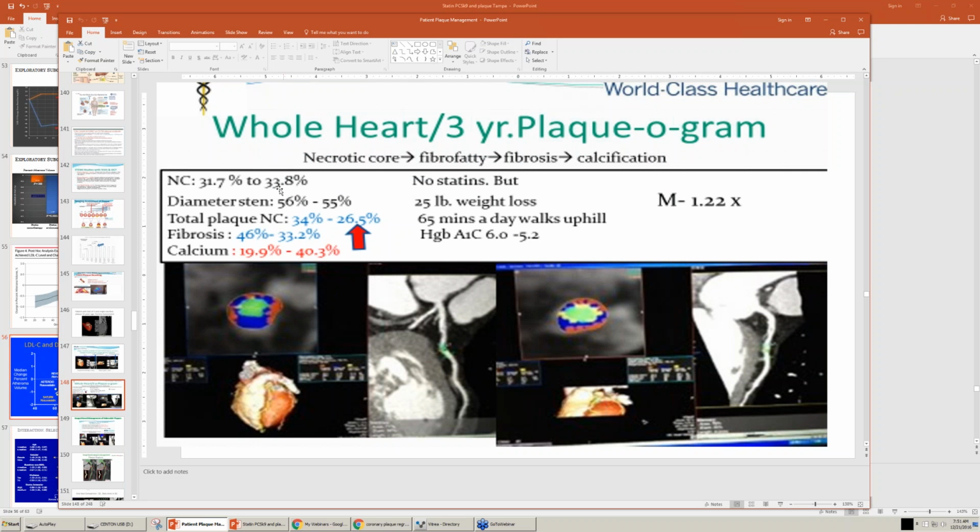Here's someone who is in their 50s and who has, the first plaque was 56% diameter stenosis. Okay, the total plaque necrotic core was 34%. The fibrosis was 46%. Calcification was about 20%. Okay, that's at baseline, and here's the picture. This is the whole heart. So we said, this is a plaque of interest. Let's see what we can do with this guy.